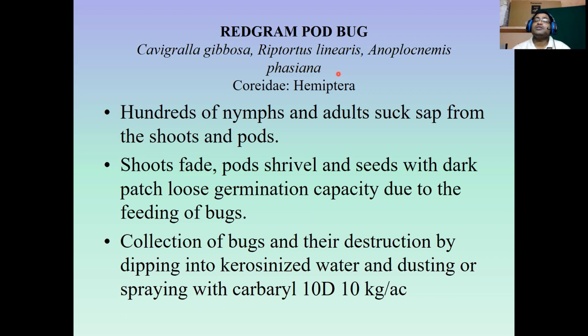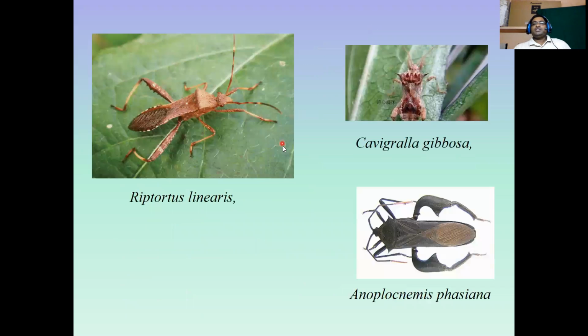There are 3 different types of bugs: Clavigrella gibbosa, Riptortus linearis, Anoplocnemis phasiana. There are 3 categories of these pod bugs. The problem is in legumes. They are Coreidae hemipterans, right? The hardened nymphs, you can see this Riptortus linearis. So Clavigrella gibbosa, Anoplocnemis phasiana. So these 3, right. These three attack the pods. Their target is to suck the sap from the pods. Therefore, you have to be very careful.